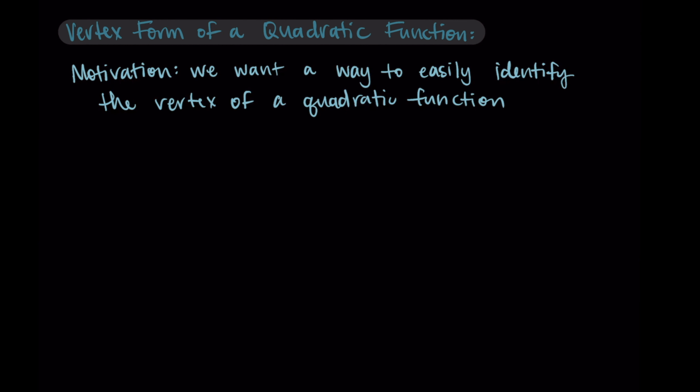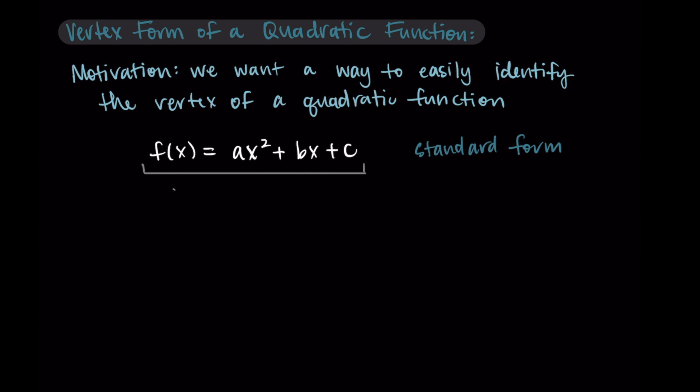Thus far, we've talked about standard form of a quadratic function, which looks like f of x equals ax squared plus bx plus c. However, this form doesn't tell us anything about the actual vertex of the parabola or of the quadratic function. So we'd like to be able to rewrite this in a different form, a form we're going to call vertex form, that allows us to easily identify the vertex.